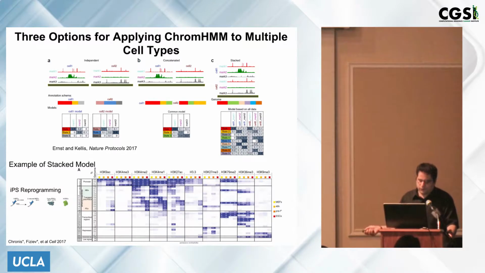And this approach we actually used in this paper studying iPS reprogramming. So this is an example of a stacked model. What it allowed us to do was discover both classes of promoter and enhancer states, but also annotate them by their trajectory across different stages of the reprogramming process, where you go from, in this case, a skin cell to an embryonic stem cell.